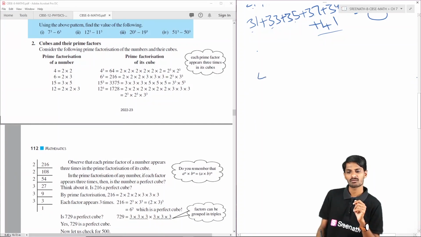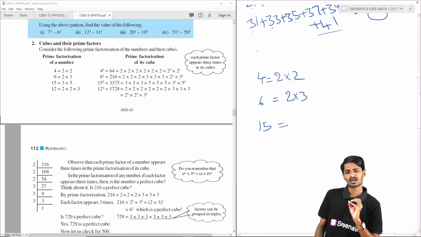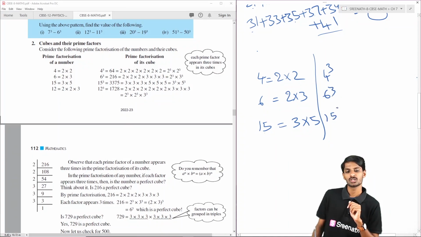If you take the numbers 4, 6 and 15, the prime factorization is 2 into 2 for 4, 2 into 3 for 6, and 3 into 5 for 15. So if you take the cube of these numbers, that is 4 cube, 6 cube and 15 cube, how can we write it? 4 cube is 64, and its prime factorization is 2 into 2 into 2 into 2 into 2 into 2.